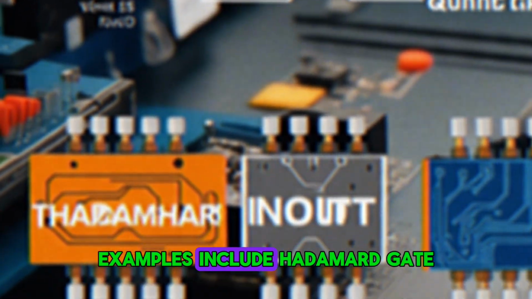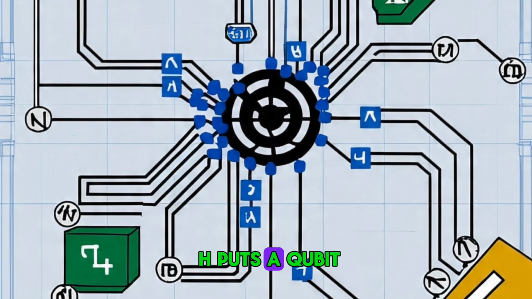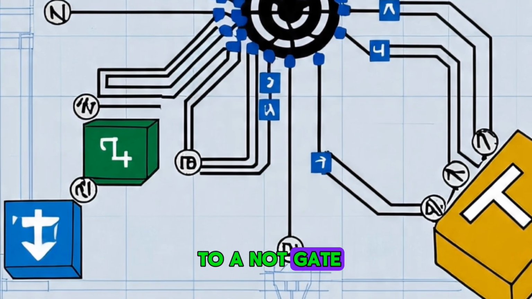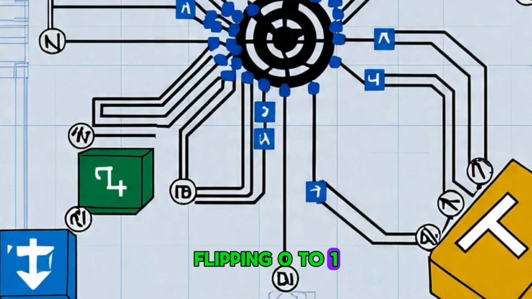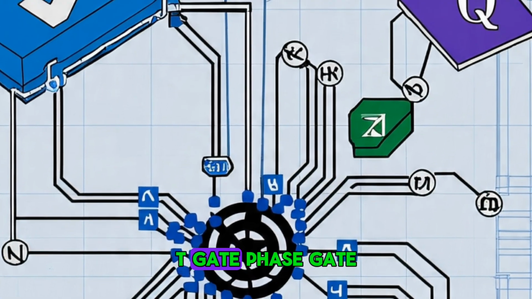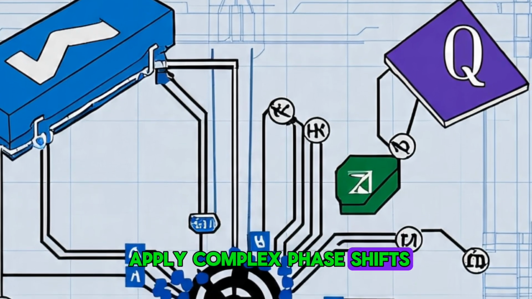Examples include the Hadamard gate, H, which puts a qubit into superposition. Pauli X gate, equivalent to a NOT gate, flipping 0 to 1. CNOT, controlled NOT, entangles 2 qubits. T-gate, phase gate, applies complex phase shifts.